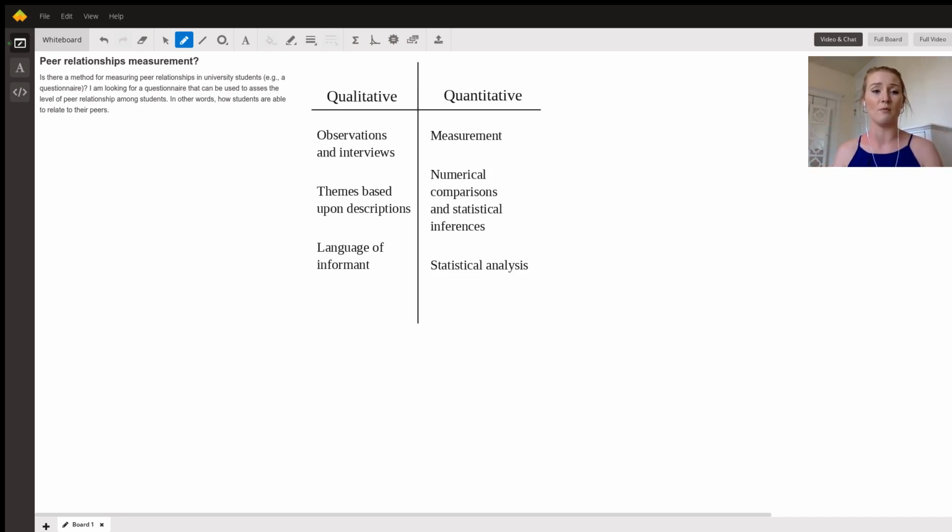So the first thing that we would need to know to answer this question the right way is, are you doing qualitative or quantitative research? Once we know that, we can decide on the best method for analyzing those peer relationships, how you can ask questions on that questionnaire, and how you can measure and report the data that you find.